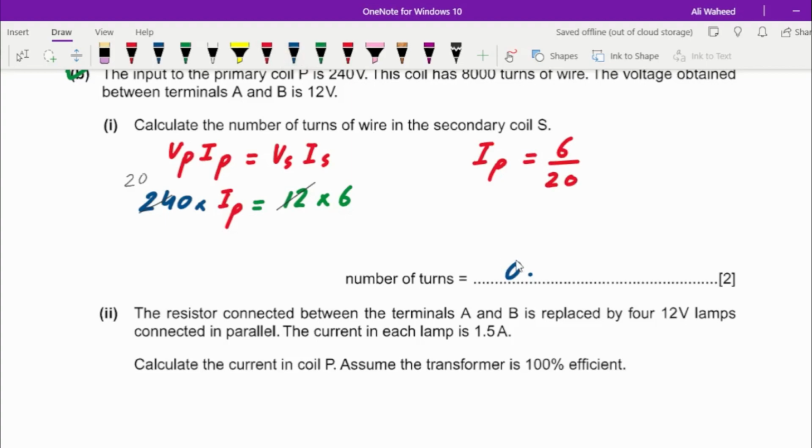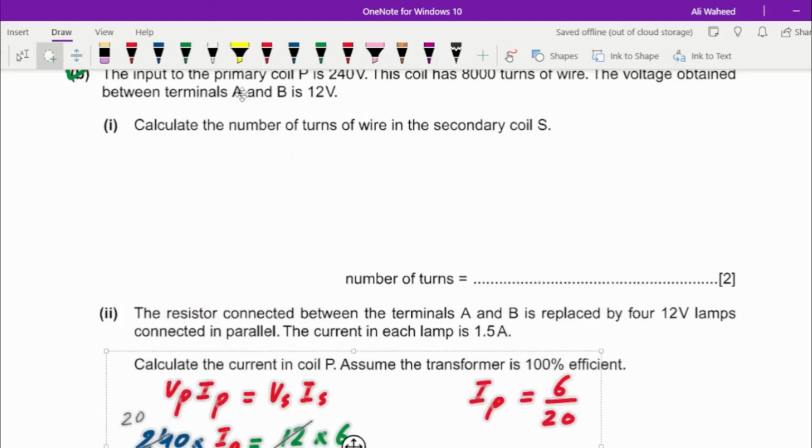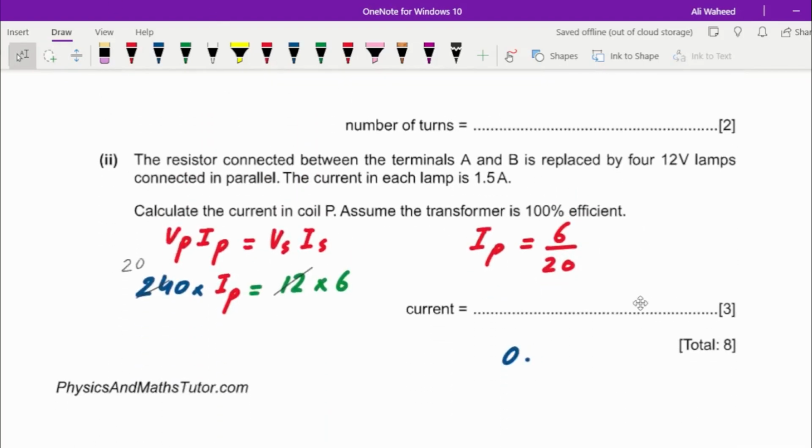Sorry, this was to be written on the next part. So let me just copy paste it. Yes, with this one. So we get 0.3 amperes.